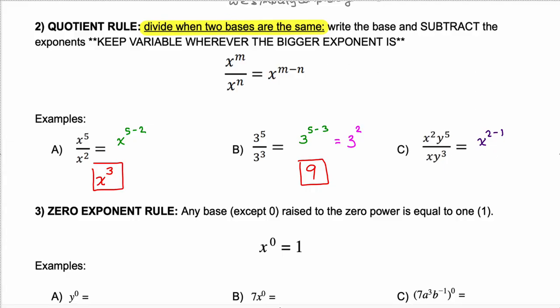Then we're going to do the y's, because that is our next base. We have a y and a y in division. That means they are the same base. I'm going to write the base, but where? Wherever the bigger exponent is. Right now, the y has an exponent of 5 and 3. The 5 is bigger. That 5 is in the numerator. I will continue to write the y in the numerator. Then I take my big exponent of 5, and I subtract my smaller exponent of 3.